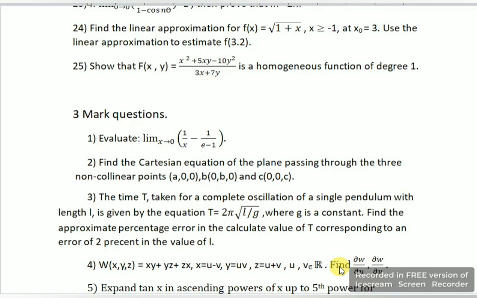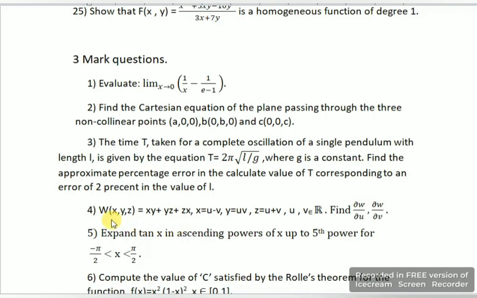Find the approximate percentage error in the calculated value of t corresponding to an error of 2% in the value of l. Next question, w(x, y, z) = xy + yz + zx, x = u - v, y = uv, z = u + v, where u, v belong to R. Find ∂w/∂u, ∂w/∂v.